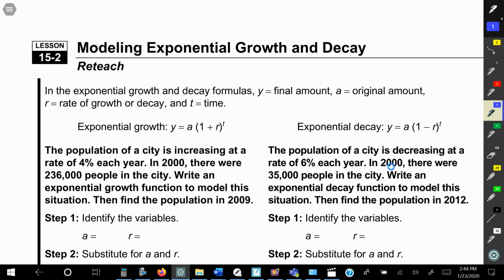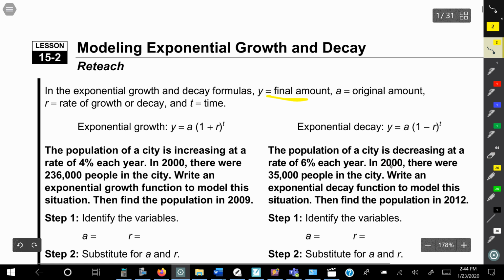So let's begin. First thing I want to do is go over the formulas for exponential growth and exponential decay, and go over a few parts of that formula. In the exponential growth and decay formula, y is equal to your final amount, a is your original amount, r is the rate of growth or decay, and t is the time. So you need to find those four components in your formula.